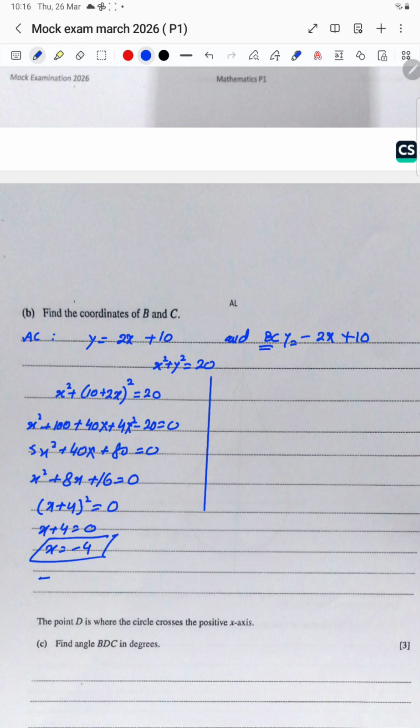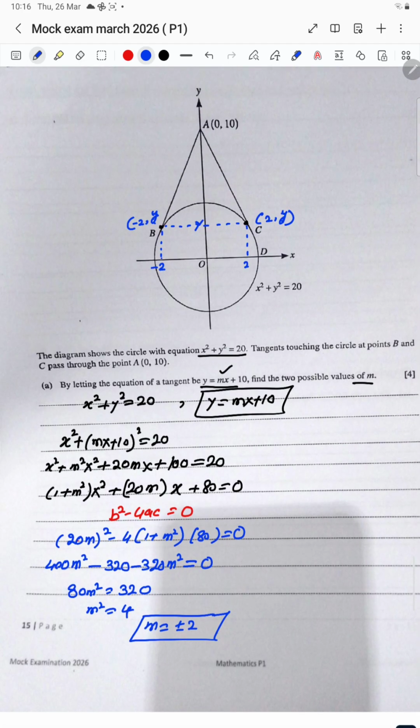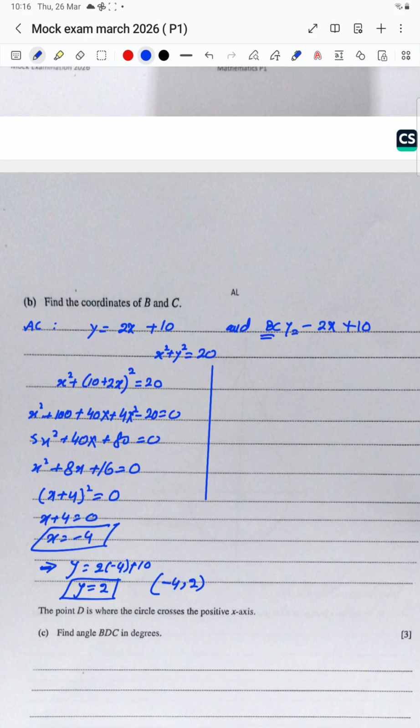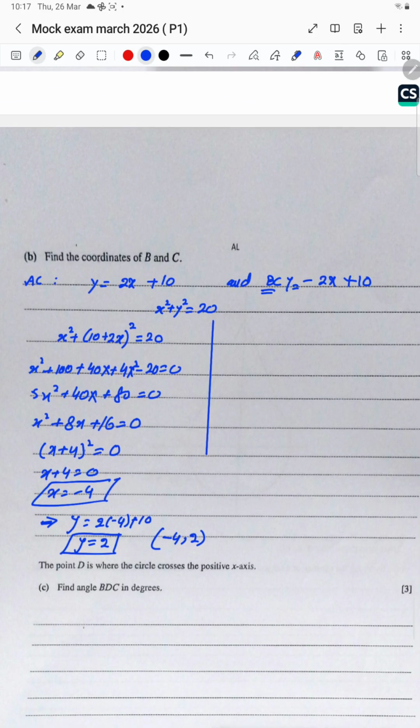X is minus 4, then y will be 2 times minus 4 plus 10, y is minus 8 plus 10, which is 2. So one coordinate becomes, when x is minus 4, it's 2. So here it is minus 4, and here it is 2.